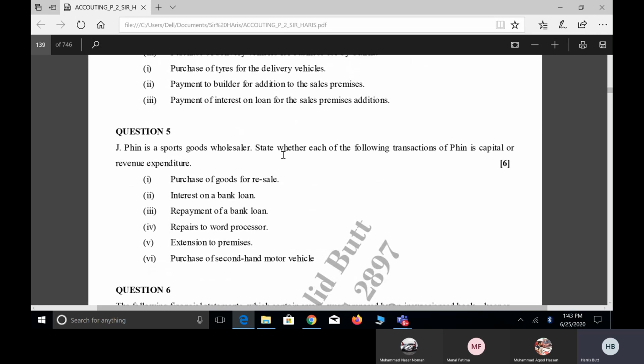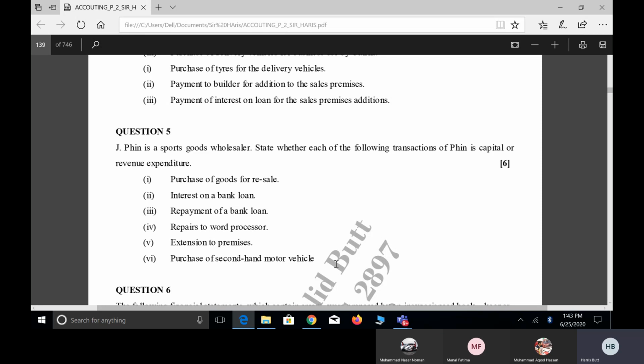Same. Next is a sport goods wholesaler. Purchase of goods for resale, revenue expenditure है. Interest on bank loan, revenue expenditure. Repayment of bank loan, capital expenditure. Repair to word processor, revenue expenditure. Extension to premises, capital expenditure. Purchase of second hand motor vehicle, capital expenditure.